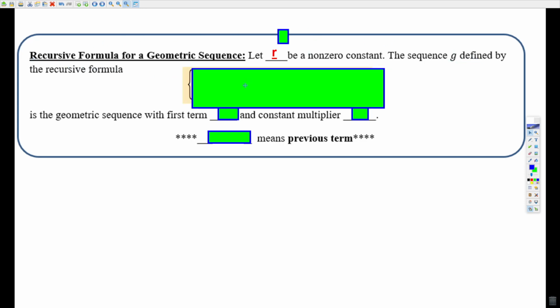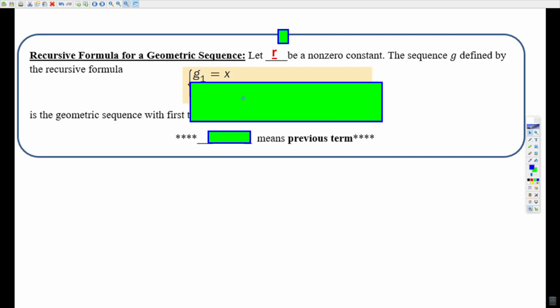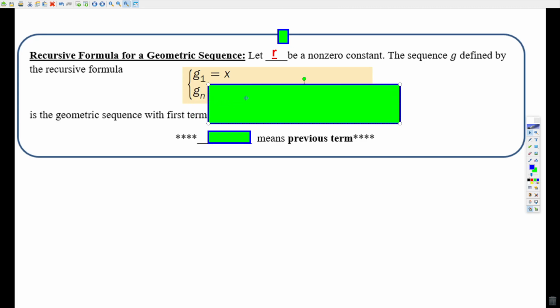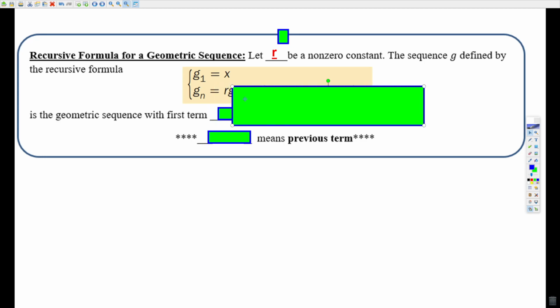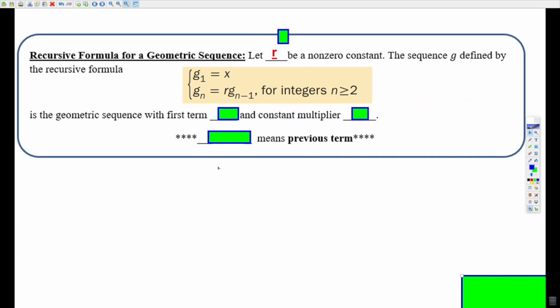That's going to be a curly bracket. We'll start at the top. We'll say g sub 1 just equals x, some number. And then the next line would be g sub n. Remember, this is recursive, so it has a curly bracket. Equals r, your constant multiplier, times g sub n minus 1. And don't forget the integers part.